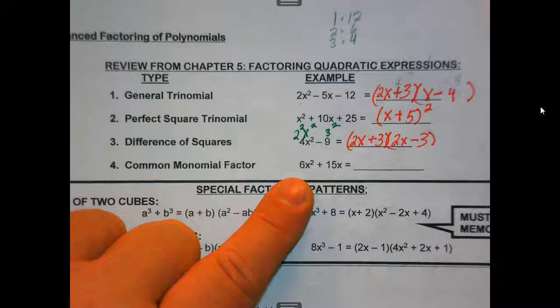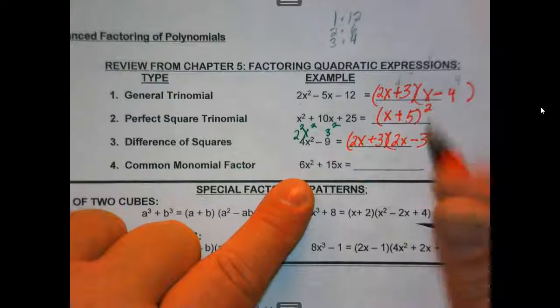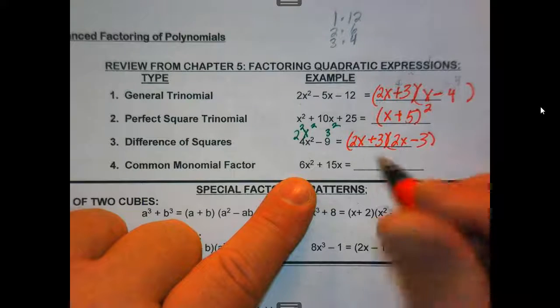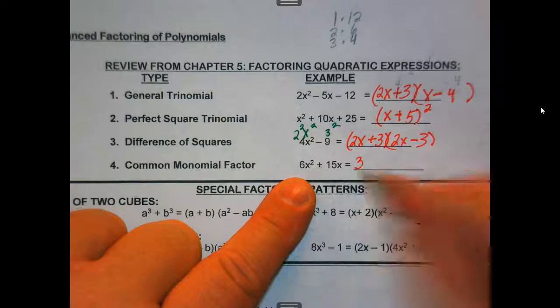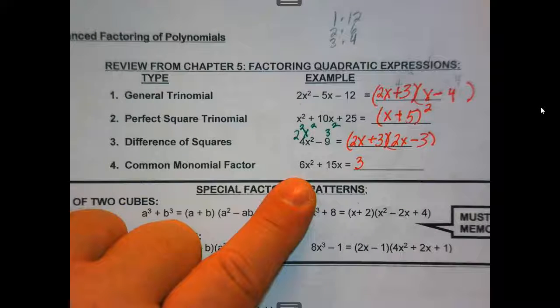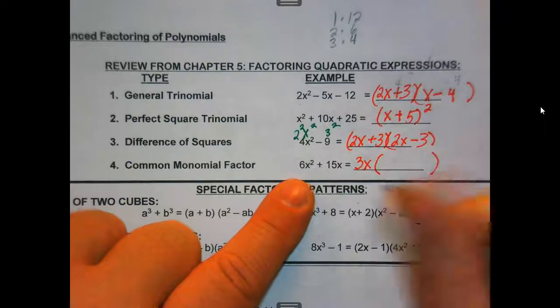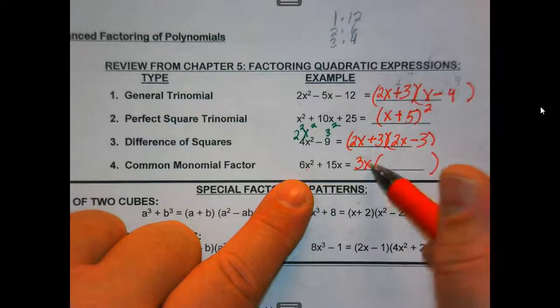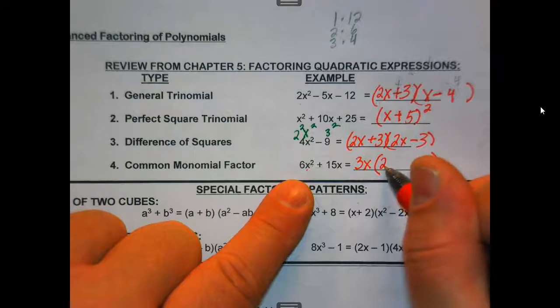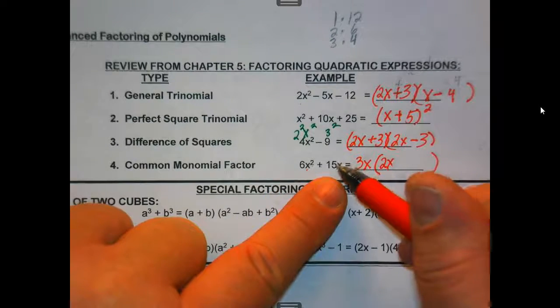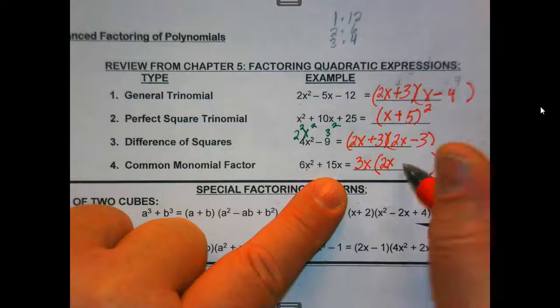Factor out a common factor. Now, this actually is supposed to be the first thing we do. What can I take out of both terms? I take out a 3. Anything else? I can take out an x, right? Okay, 6x squared divided by 3x gives me a 2x. 15x divided by 3x.